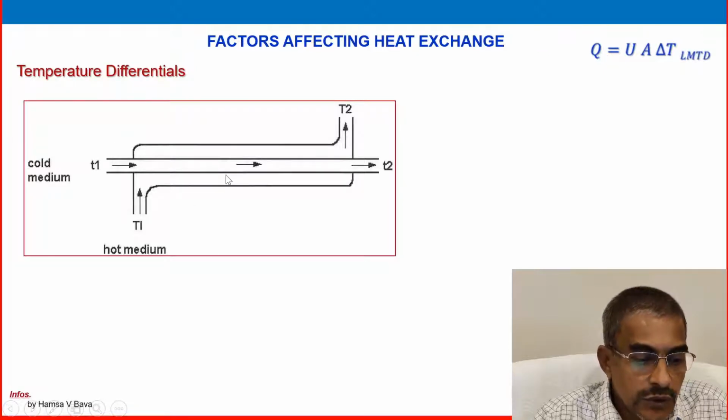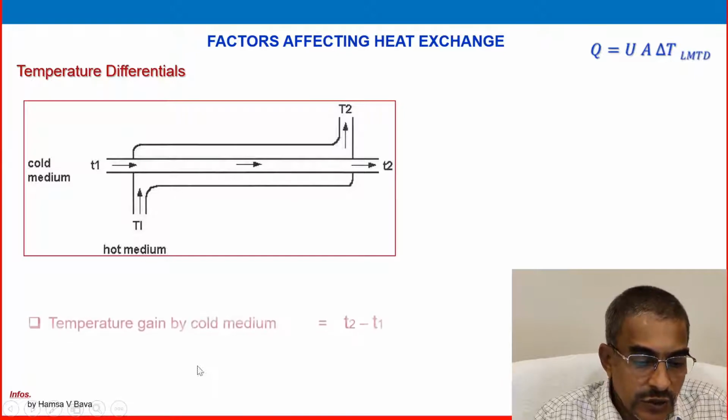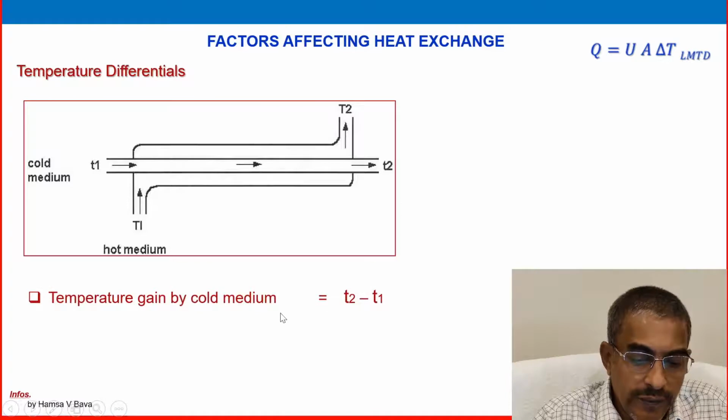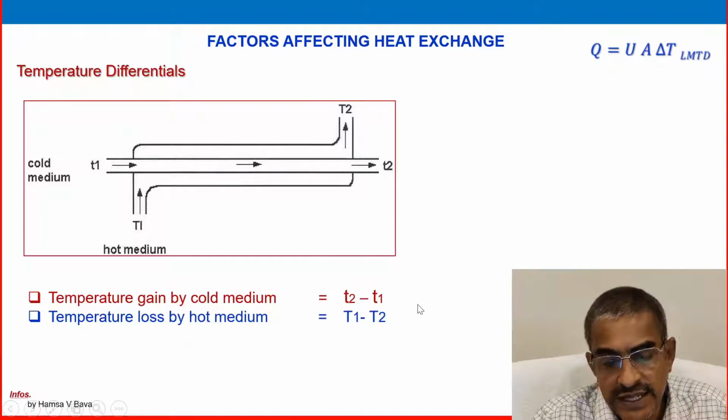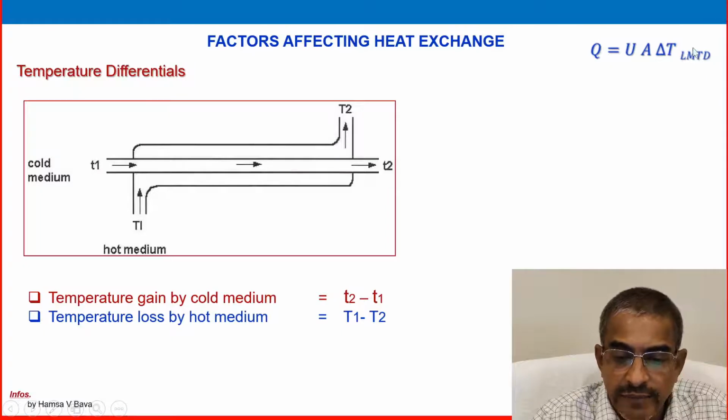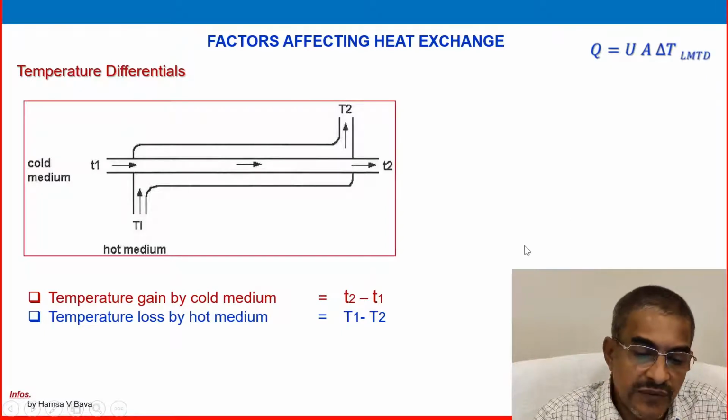Look at that one. The cooling medium is entering from one side and the hot medium is on the other side. The temperature gain by the cold medium is small t2 minus t1, and the temperature loss by the hot medium is capital T2 minus T1. So these two temperature differences, for hot and cold, will be arranged in such a way that we get one delta T LMTD, the logarithmic mean temperature difference.